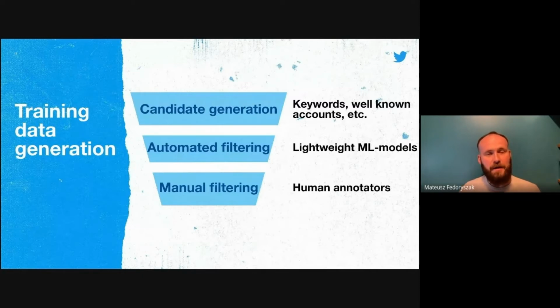But a general data generation pipeline may look like this. You first do candidate generation. You somehow get the initial candidates, maybe based on keyword matching, maybe based on the tweet author. Then you do some lightweight ML filtering, maybe use some heuristics, maybe some lightweight ML models. And this data may then be sent to annotators to give their final judgment. And that data would be precise data that we can use for model training.